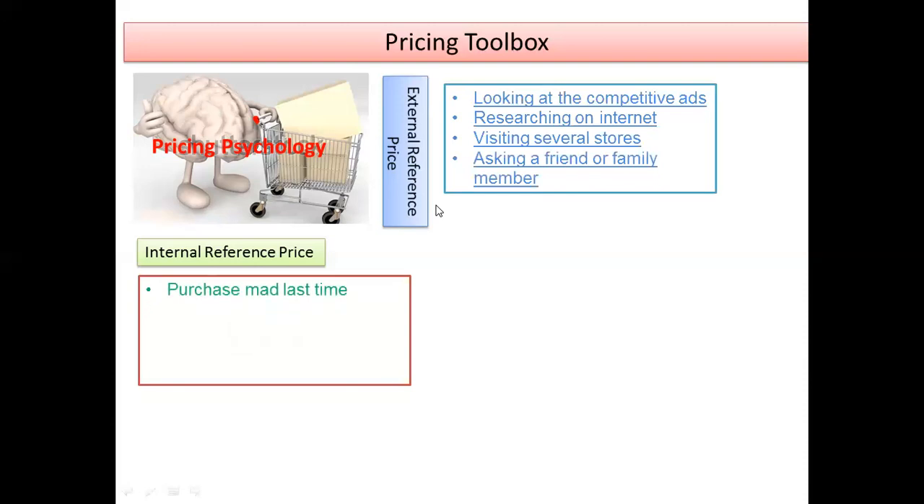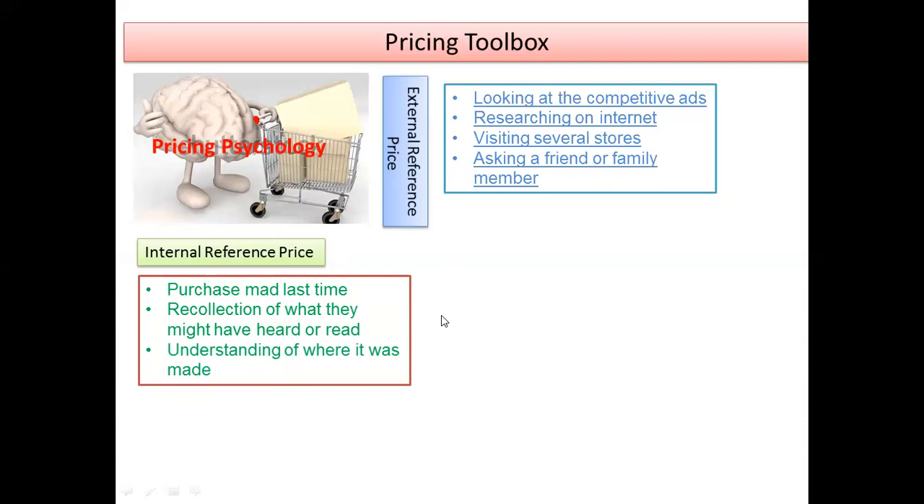Then for the internal reference price, it could be a purchase made last time, as in the example I have already given. It could also be recognition of what they might have heard or read. For example, if you have heard that something is manufactured at a place that does not bring with it high quality, this reputation of the manufacturing place or country can actually set a lower price. So this is called the internal reference price. Like the example I've already given, if your last visit cost you $4, even if it was 10 years ago, paying $10 now is going to be tough psychologically.